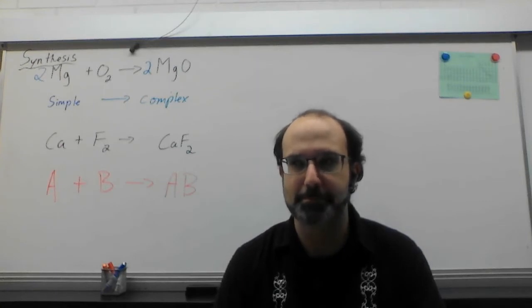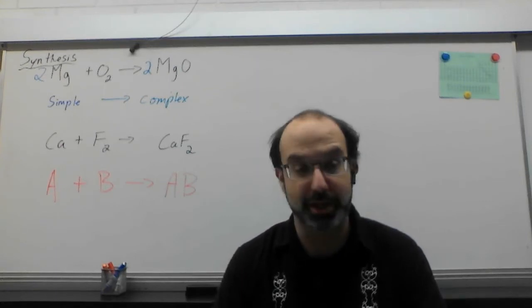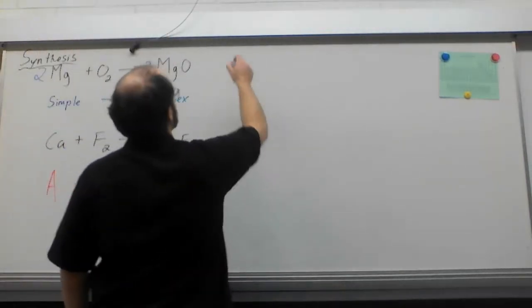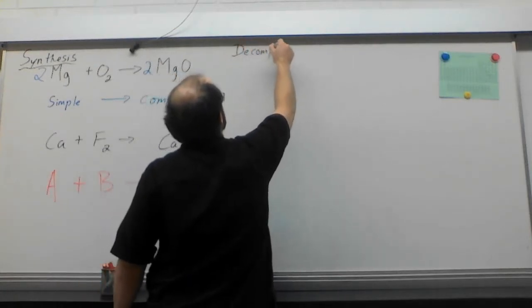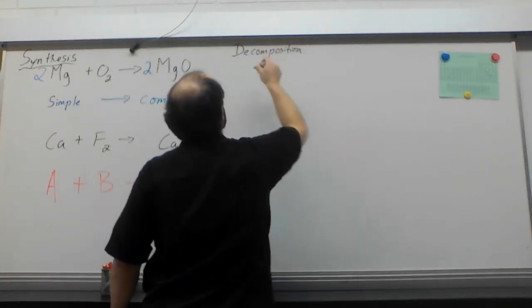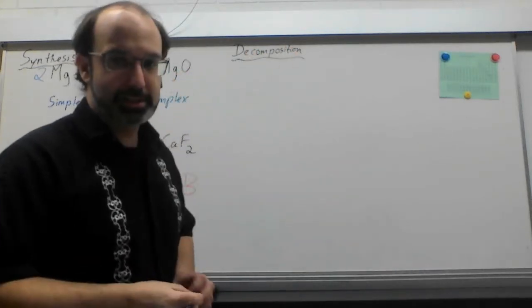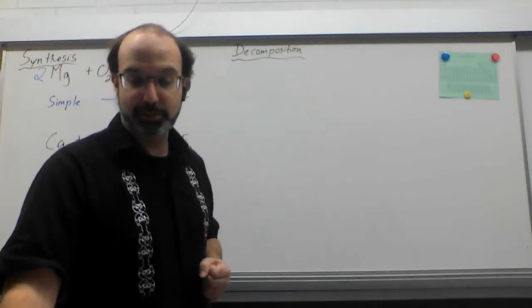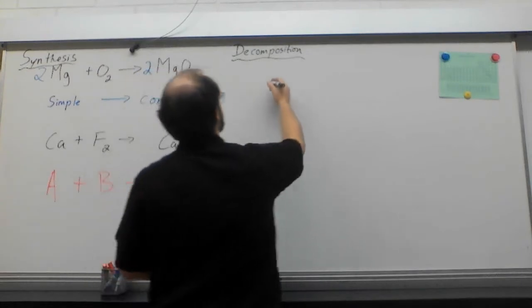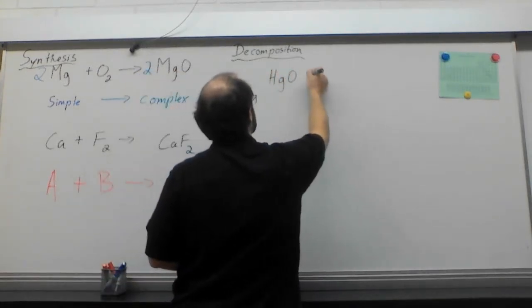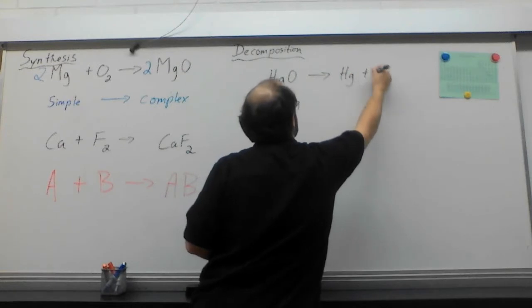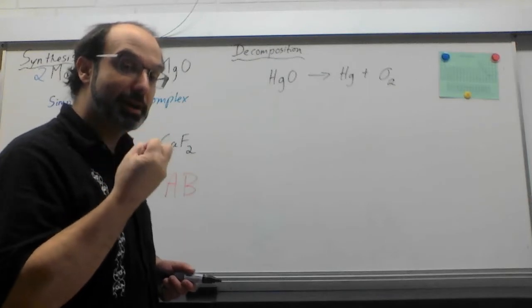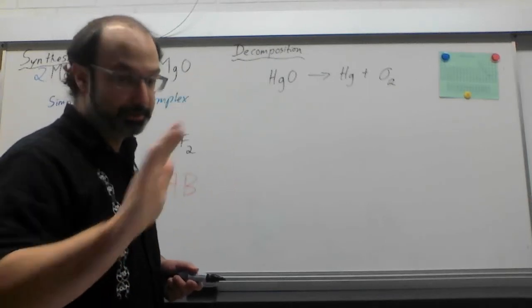Okay, fair. What happens if I take something big and break it into two pieces? That's the next one. We call that decomposition. Decomposition is, again, the fancy way to say decays or falls apart or breaks down into smaller and smaller pieces. An example of a decomposition reaction could be something like HgO goes to make Hg plus O2. Remember, the oxygen, diatomic, will be paired up if it's alone, but when it's with the mercury, it doesn't pair up.